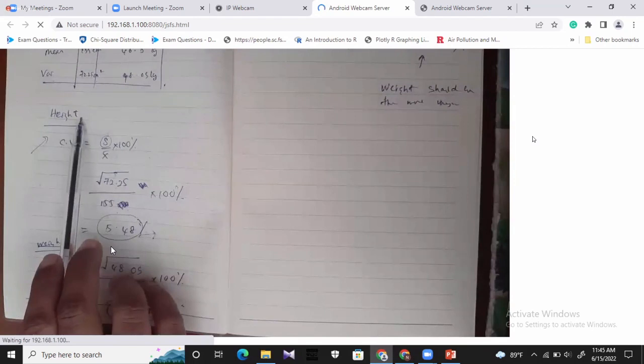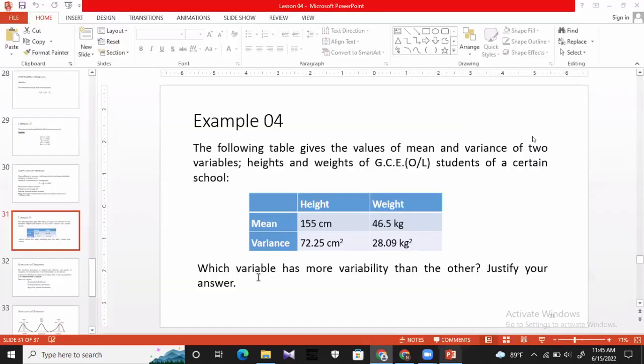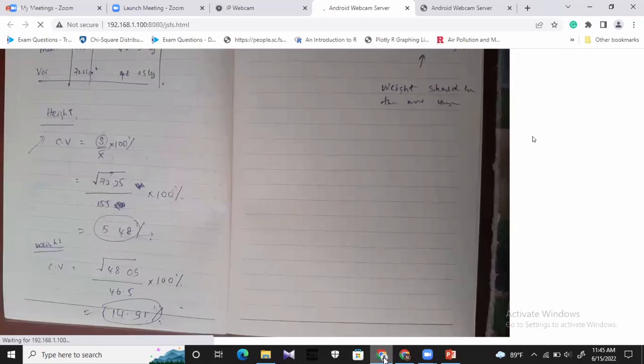But in the question, we are asked to find the variable with more variability. Therefore, the answer for this particular problem is what? Weight. Weight has more variability than the height. Understand? Yes or no? So it's really important to interpret our results.